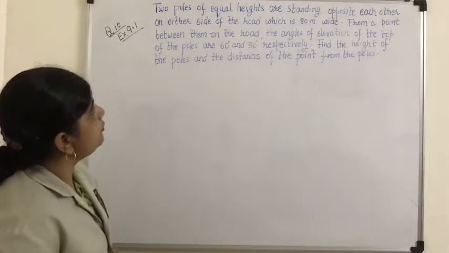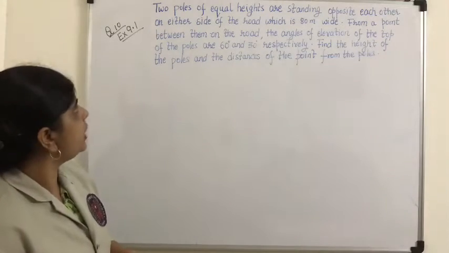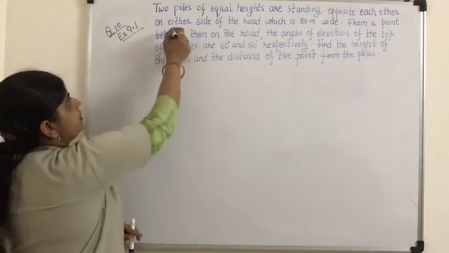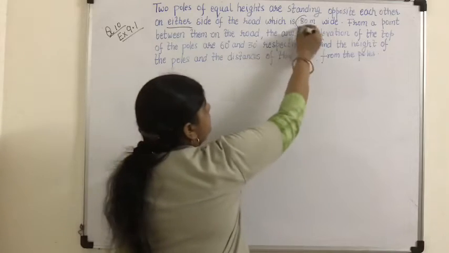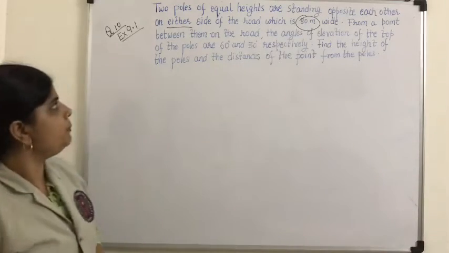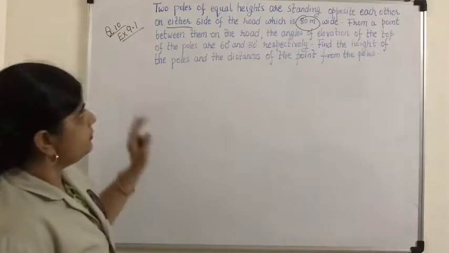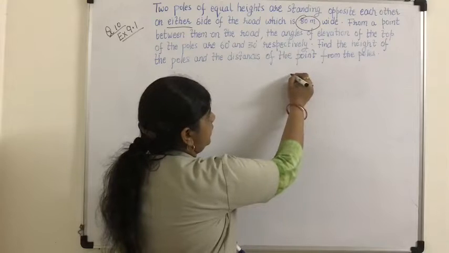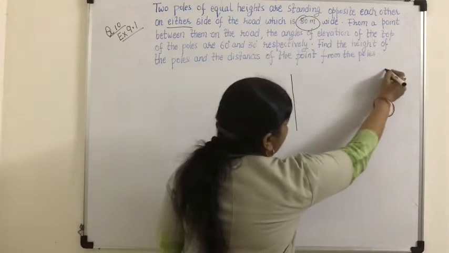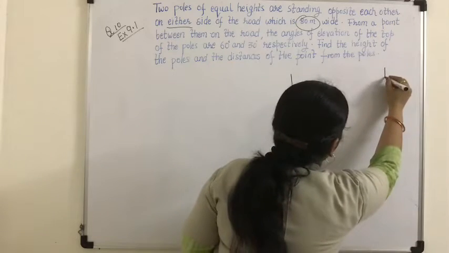Two poles of equal heights are standing opposite to each other on either side of the road, which is 80 meter wide from a point between them on the road. So I'll just stop here. Once again we'll read two poles of equal heights. So there are two poles which are of equal heights, right? They are of equal heights.